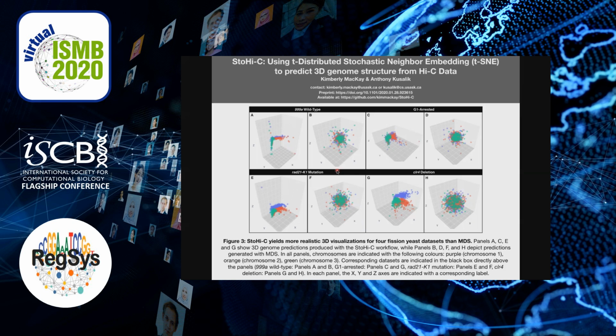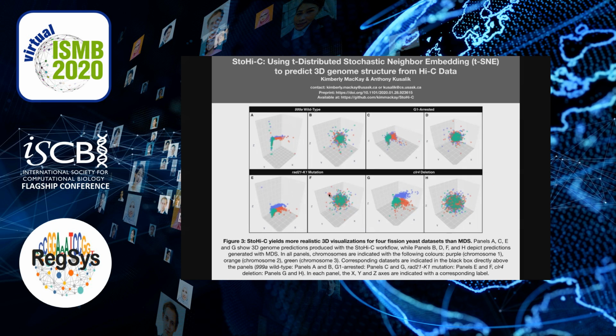So what we did is we ran the StoHi-C workflow on all of these data sets. You can see panels A, C, E, and G all have that StoHi-C workflow. And then we also ran this data set with an existing MDS method, and those results are presented in panels B, D, F, and H.